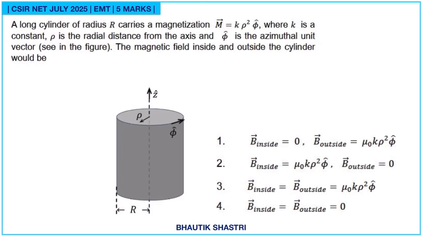A long cylinder of radius r carries a magnetization m, where k is a constant, rho is the radial distance from the axis, and phi is the azimuthal unit vector. The magnetic field inside and outside the cylinder would be. So here magnetization is given, which is k rho square phi cap. We can calculate volume current and surface current.